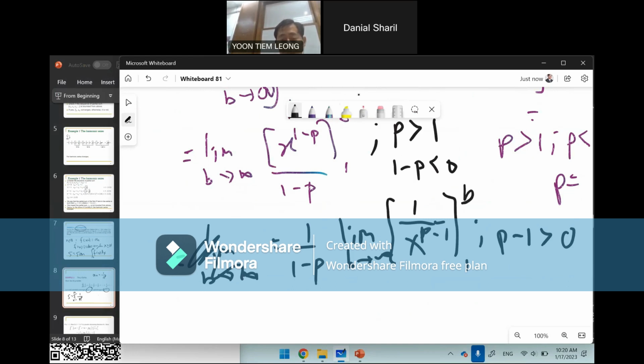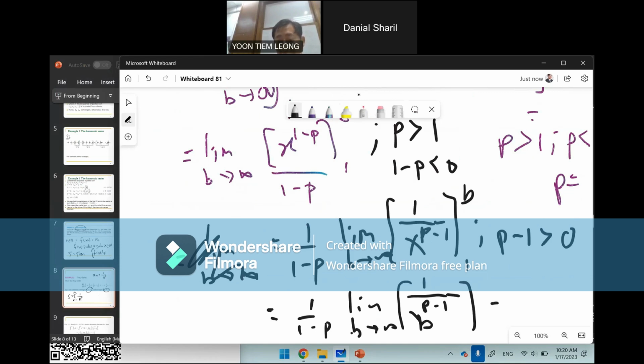1 to b. Okay, so you write this further a little bit, then it becomes what? It becomes the limit as b goes to infinity. Then this is the evaluation of x, where we replace x by b raised to the power of p minus 1, and then minus 1. I think this is like this.